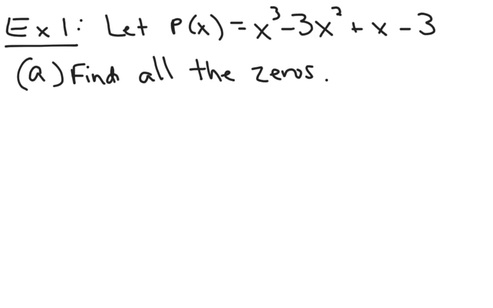Let p of x equal x cubed minus 3x squared plus x minus 3. And I want to start this problem off by finding all the zeros. I'm going to talk about two different ways of going about finding the zeros of this particular polynomial. The first way is the way that I described in class, which is you graph it, and then you see that the graph hits the x-axis at 3. It only has one real root. That means the other two roots must be imaginary.